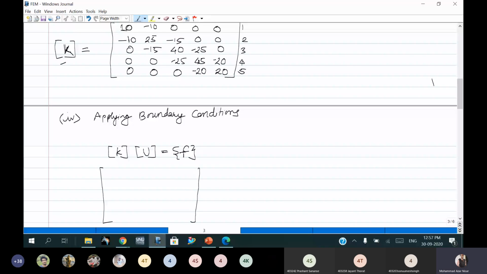2, 3, 4, 5 for naming that row and column. You can directly write 10 minus 10, 0, 0, 0, minus 10, 25, minus 15, 0, 0, 0, minus 15, 40, minus 25. So next lecture you can solve with me by using calculator and all on the notebook, so that you get the practice of this.